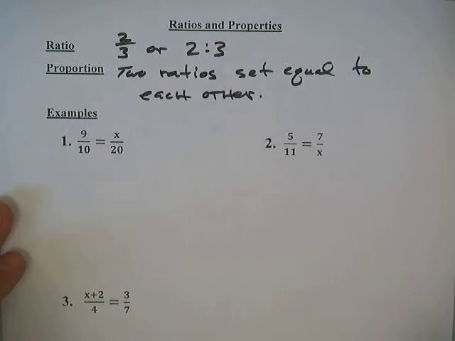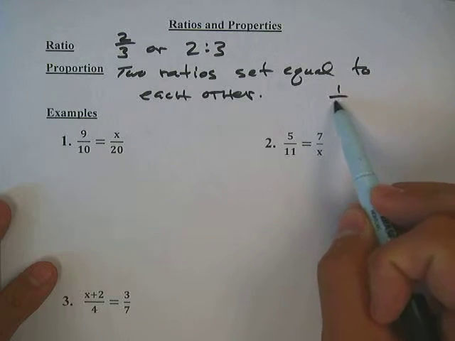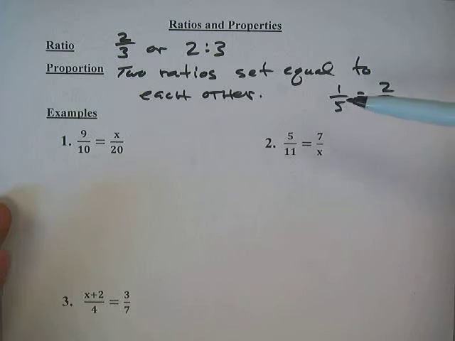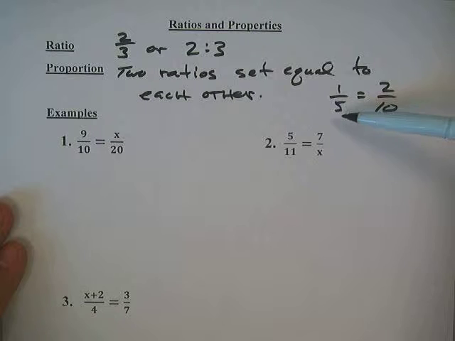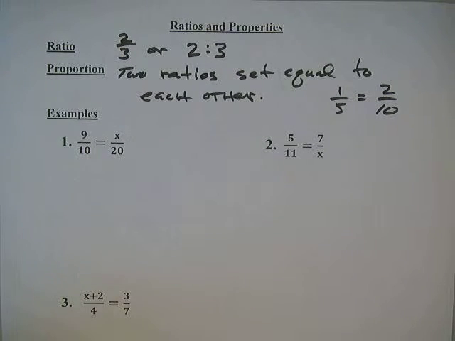Okay, and I know we've seen these before, but again, it's a comparison of these ratios. So like if I have 1 to 5 is the same thing as 2 to 10. So for every one piece of gum you get 5 pieces of candy. That would be the same thing as you would get 2 pieces of gum, you would then expect to get 10 pieces of candy.